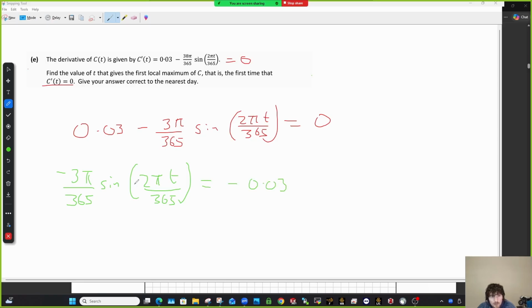So basically I'm moving this around and getting this sine on its own first. So then sine 2 pi t over 365. So you multiply up by the 365, so the signs, they're both negative, so it'll just become positive, everyone. This is times 365 all over 2 pi. Now what I'll do is simplify that to be a number. 0.03 multiplied by 365 over 2 pi.